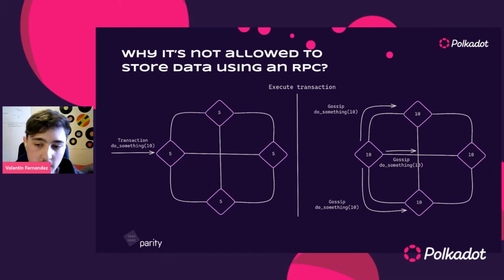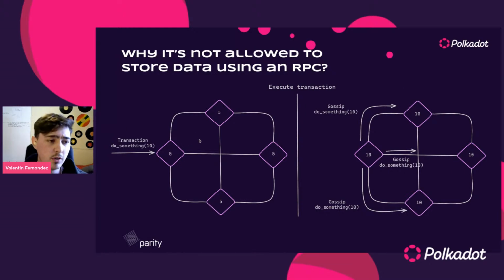But the base idea is that after it's included in the block, everyone will have this same notion of what the state of the network is, right? So this value for everyone should be 10 after this transaction was executed.